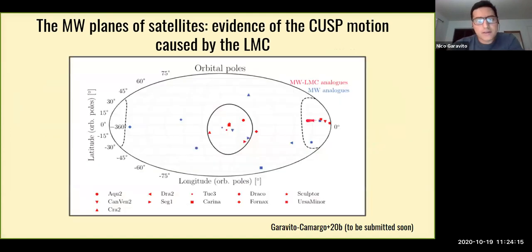Now, if you look at the simulation and look at the orbital poles of particles that are in the same location as the satellite galaxies, you get the blue dots in the Milky Way in isolation. So you don't see any clustering. But when you do the same exercise in the Milky Way with the LMC simulation, you immediately see that those regions get clustered, both here and here. These are particles, satellites, that are counter-rotating. So this is very promising.